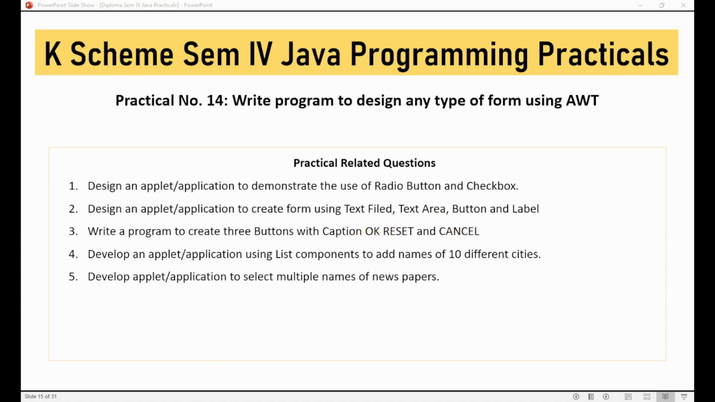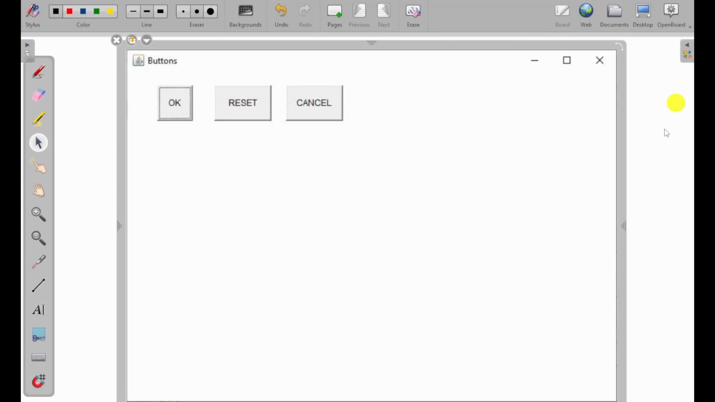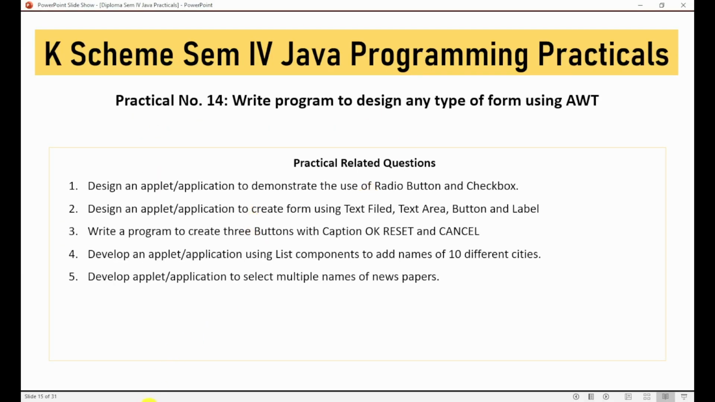So initially I am showing you the output. We have to create output like this. This will be the title bar, and I am assigning the title as buttons. Then I am creating 3 buttons with names OK, reset and cancel, and I am just adding them. So this is how the output will be. So moving towards the code directly.